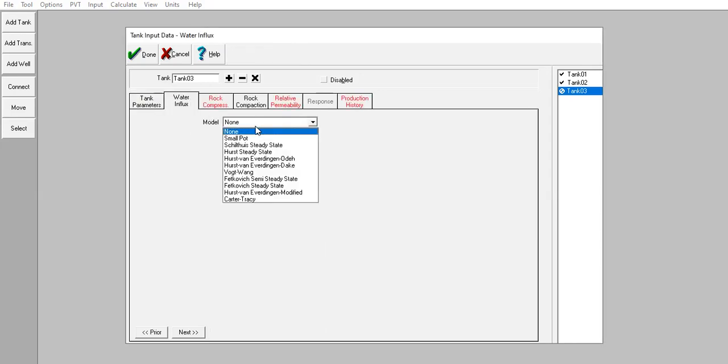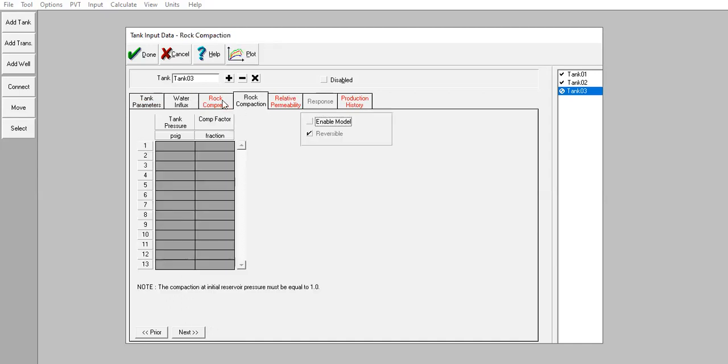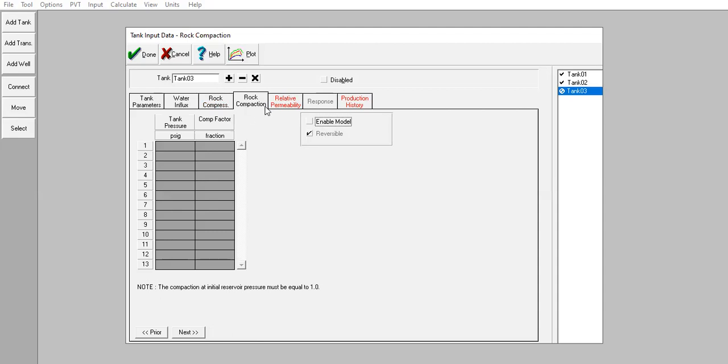Water influx, this one. Okay, 100. Outer inner radius ratio 4, 140 for the encroachment angle, 200,000 millidarcies for the aquifer permeability. For the rock compressibility, user specified, this one. Okay, rock compaction.